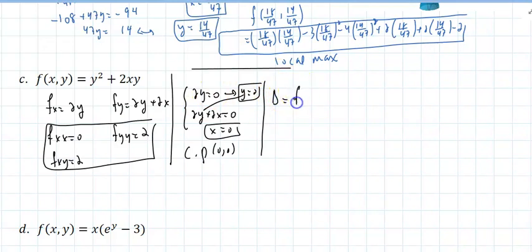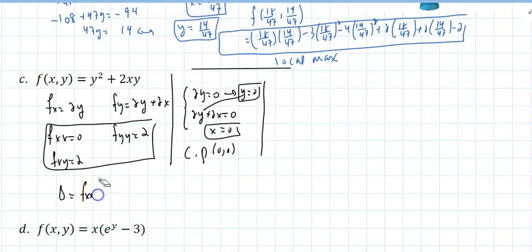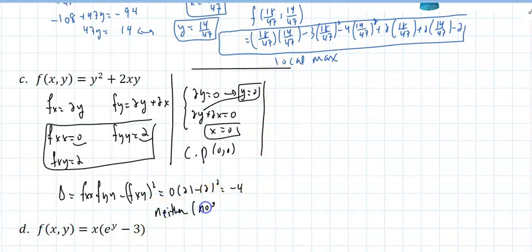d equals f sub xx times f sub yy minus f sub xy squared. Let me put that down there because I'm going to sketch the graph and bring it to you. d happens to be 0 times 2 minus 2 squared. I'm getting that to be a negative 4. That means it's neither. Meaning no extrema. No local minimum or maximum.